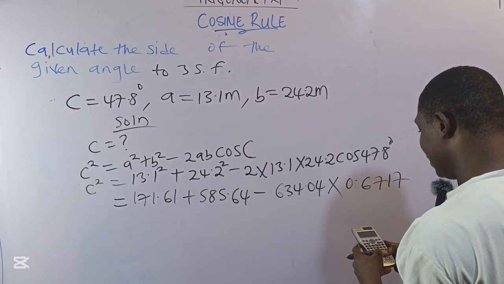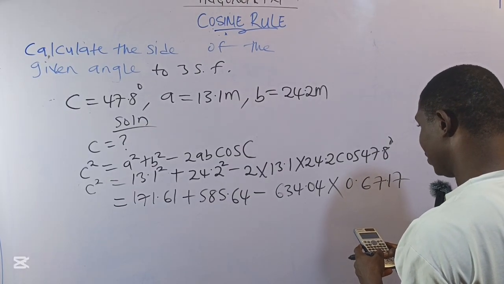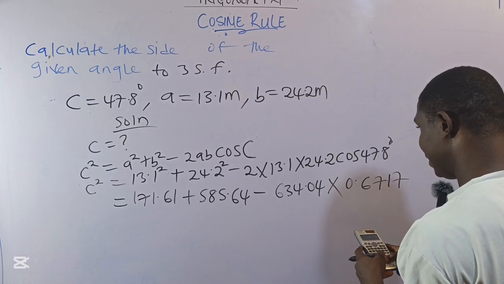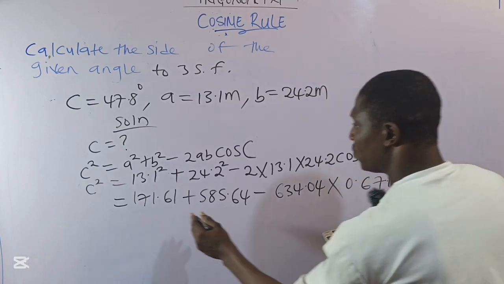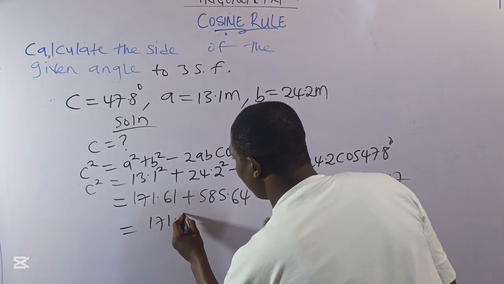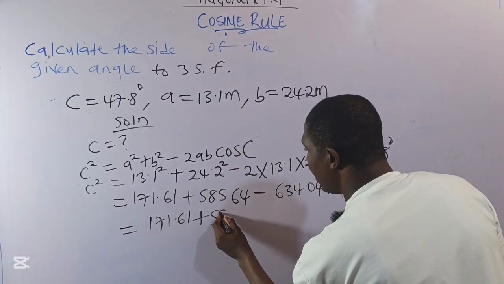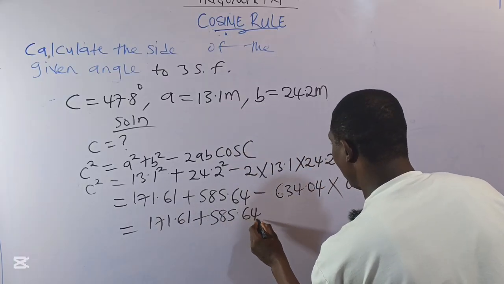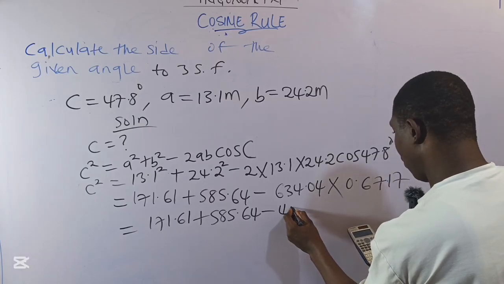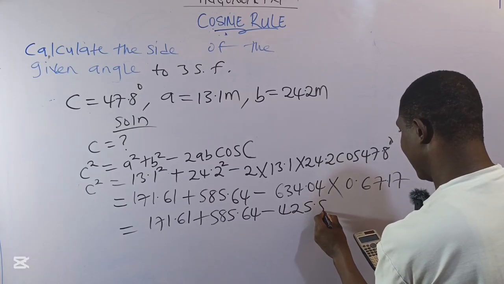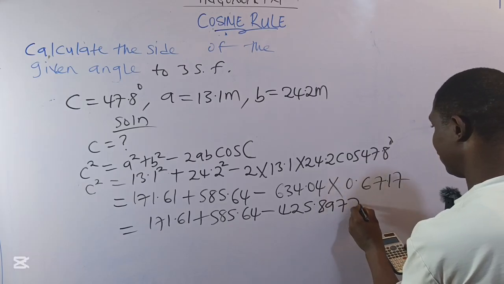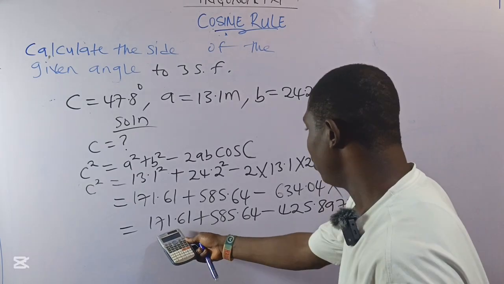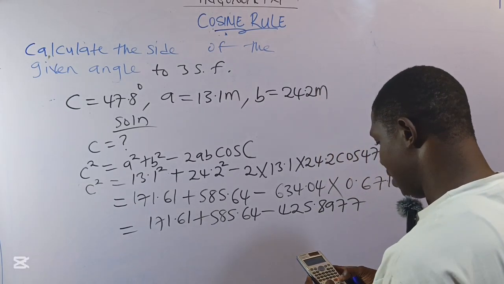So I multiply my value, 0.6717, by 634.04. So I have 171.61 plus 585.64 minus 425.8977.